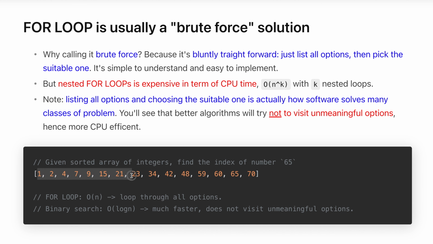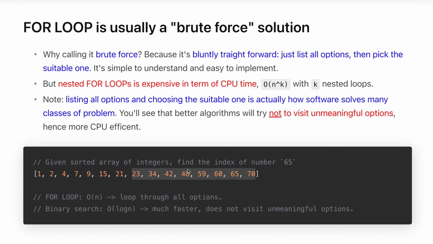Now a better algorithm will take advantage that this array is sorted, and we know that the number is always increasing. So one other way to find 65 is we can start at the middle. And if we start here, we see 23. And because the array is sorted, we know that 65 has to be on the right of 23. So we will completely ignore these options, and we will consider only the options on the right.